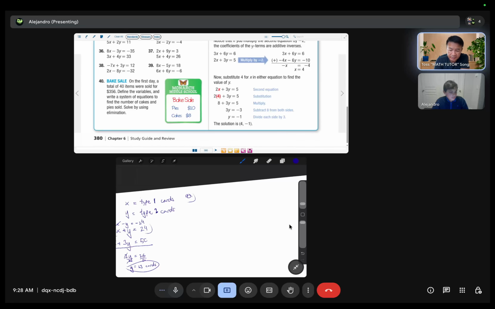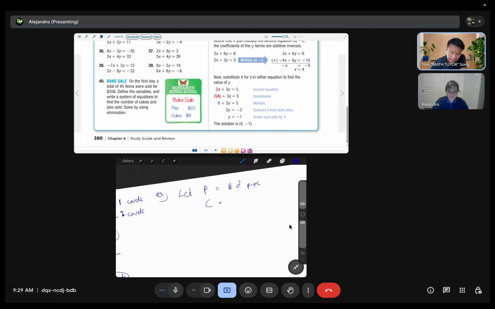So let's use the P and the C. Let P be, I'll capitalize it, you don't have to, but I'm going to capitalize it, the number of pies. Some teachers don't like you to use the pound symbol, that number symbol, so just write the whole word number. And then C, the number of cakes.